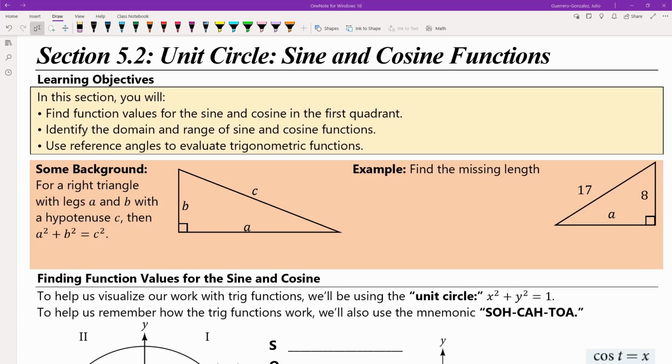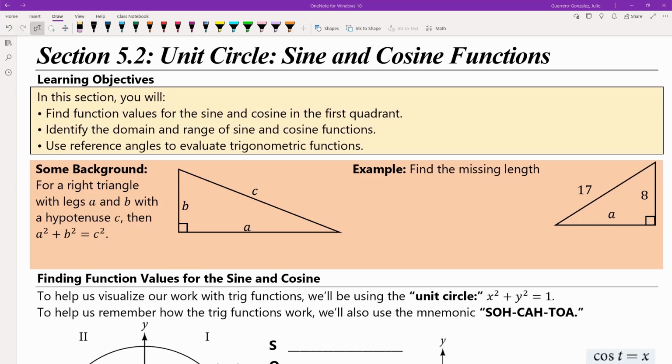So, in section 5.1, we covered angles, right? And basically just got comfortable with them and started to work with degree angles, from 0 to 360 degrees. And we worked with radian angles from 0 to 2 pi radians all the way around, right?